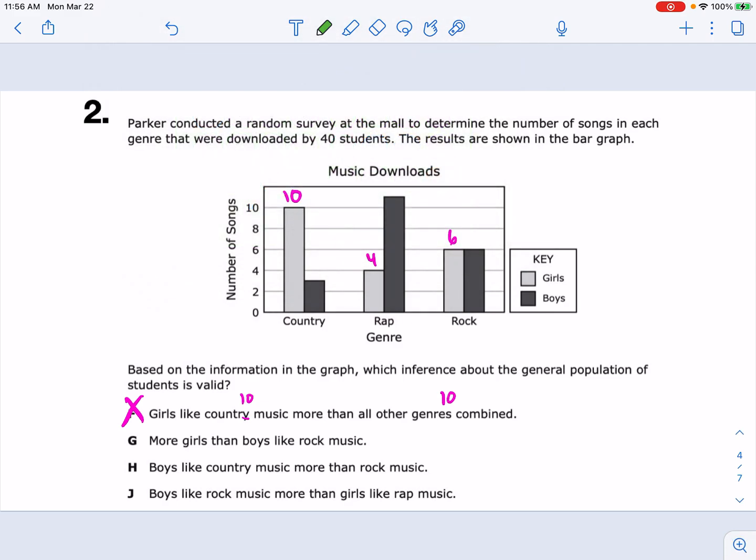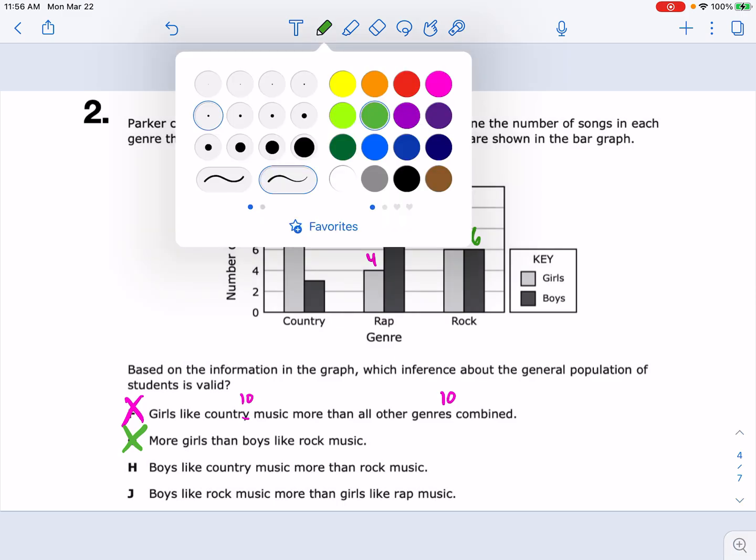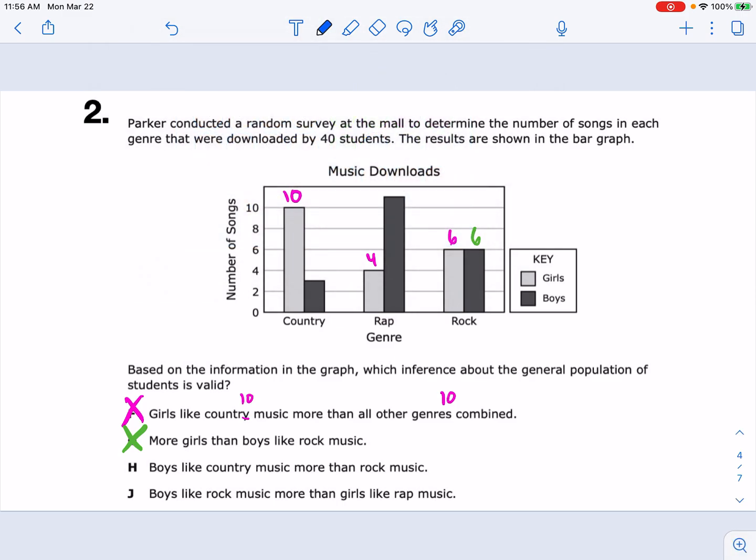Okay, answer B says more girls than boys like rock music. So looking at rock, 6 girls like it, 6 boys. So no, they like it the same. The next answer choice says boys like country music more than rock music. So boys that like country is 3, rock is 6. No, boys do not like country more than rock.